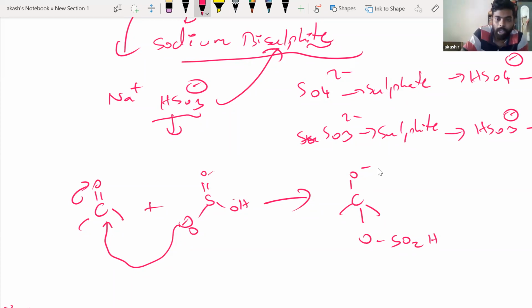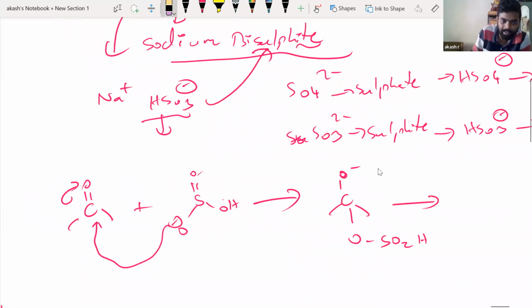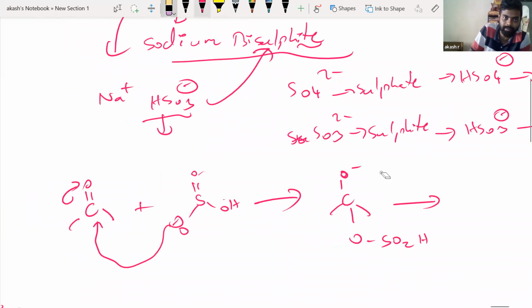Now you understand that this O minus is there, and that can take up an H plus. Actually this is not going to be an H plus. We understand that there is already Na plus in the solution, since the sodium bisulfite, the Na plus ion, is already there. So you can write O minus Na plus.